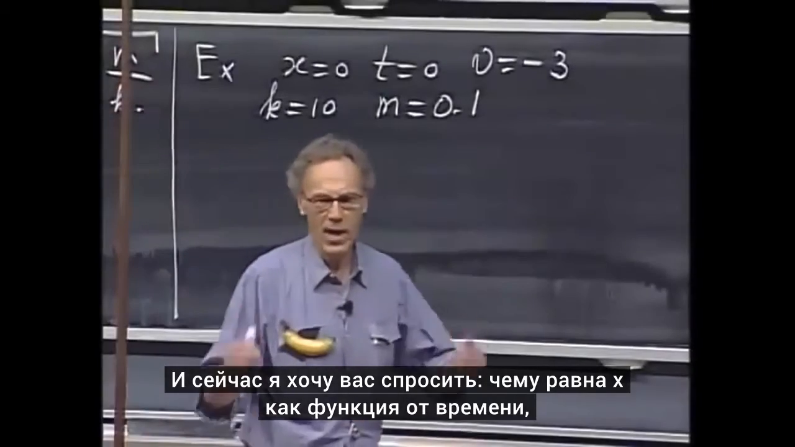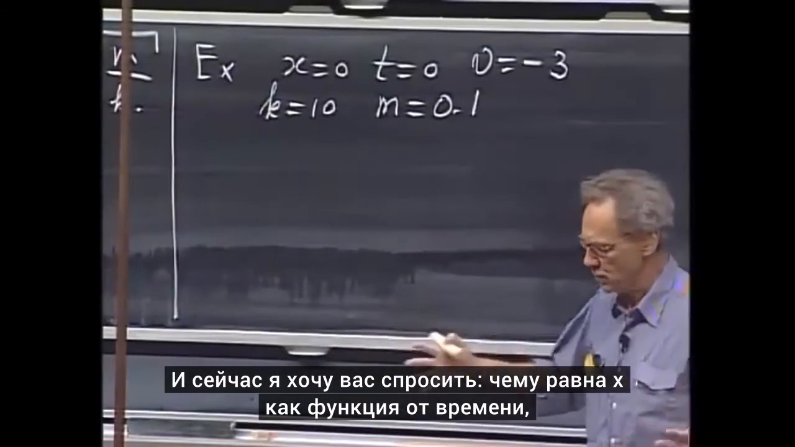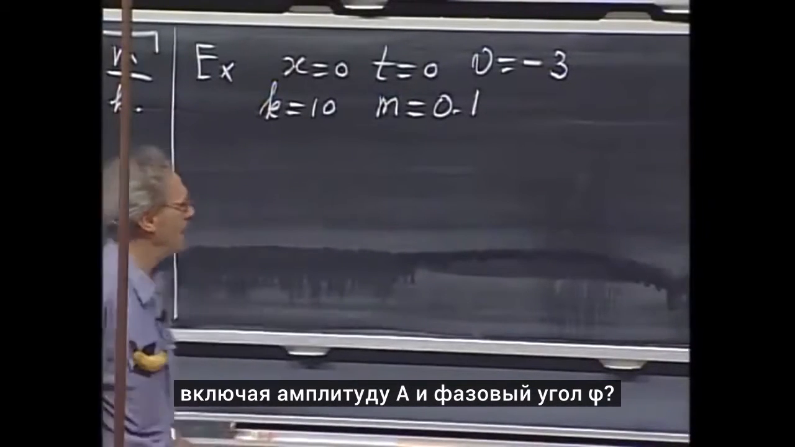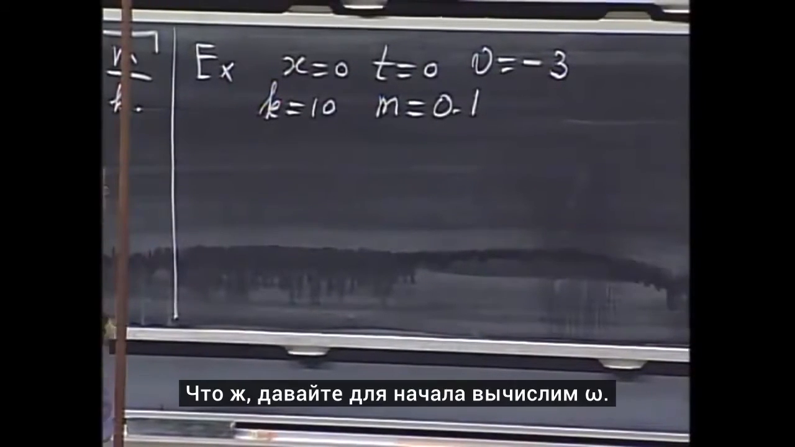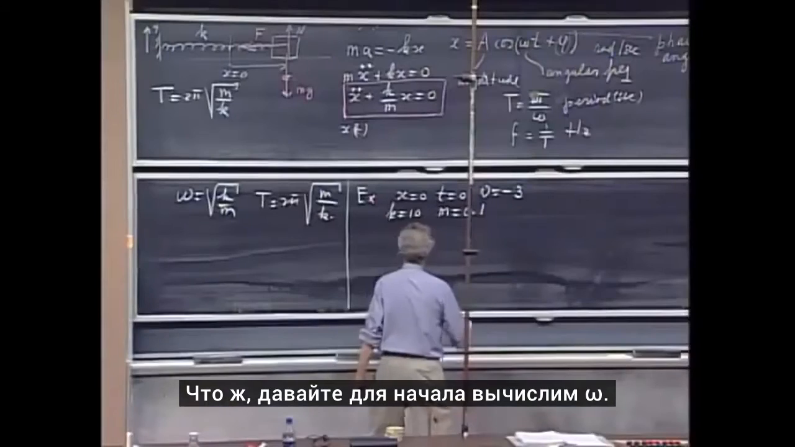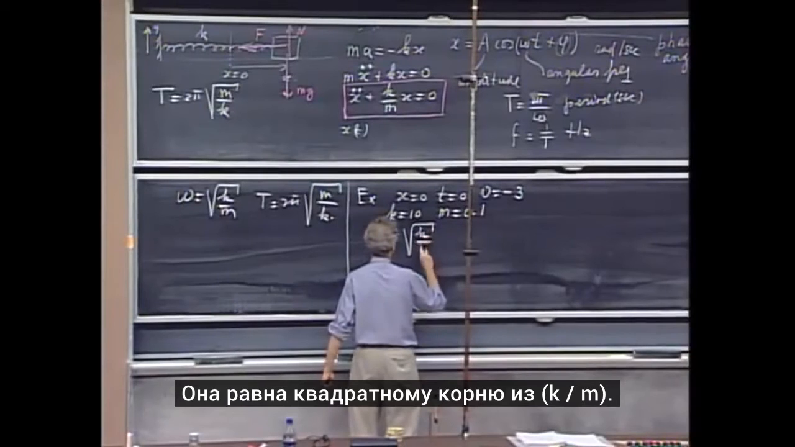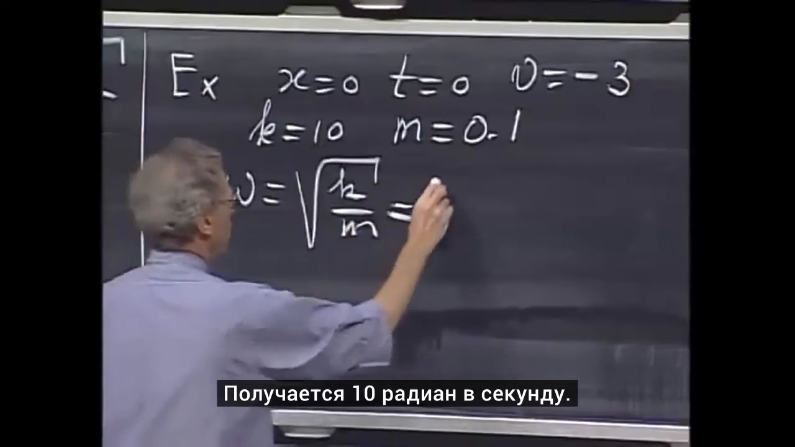And now I can ask you, what now is x as a function of time, including the amplitude A, including the phase angle phi? Well, let's first calculate omega. That is the square root of k over m. That would be 10 radians per second.